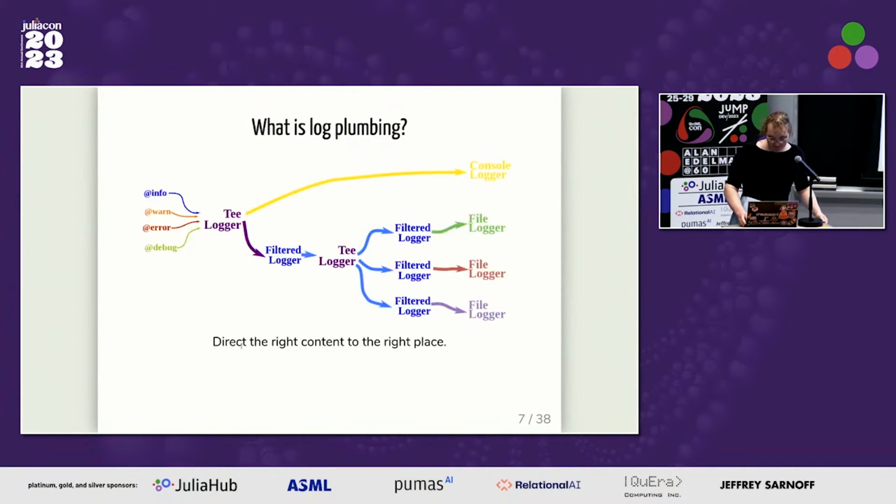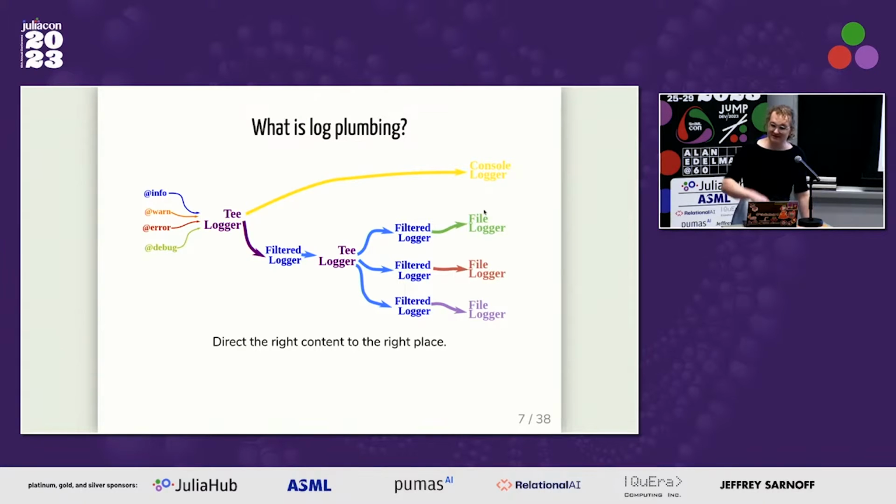So what is log plumbing or log routing? This diagram I use a lot to explain the concept. We can imagine all of our log messages come into the system. They go into a T logger, which splits it out and sends some all the way over to a console logger. And they send some others through a filter, and that goes to another T logger, which breaks it out into other different files.